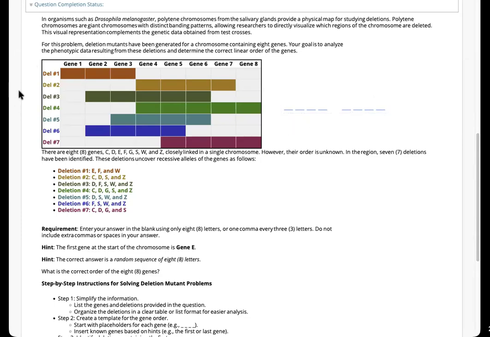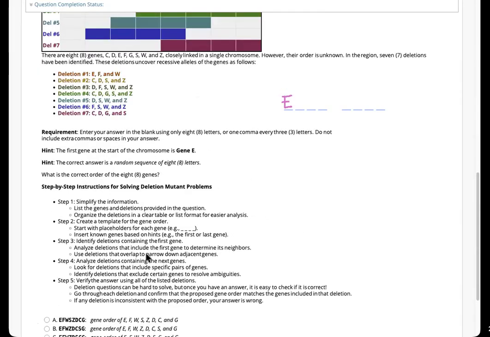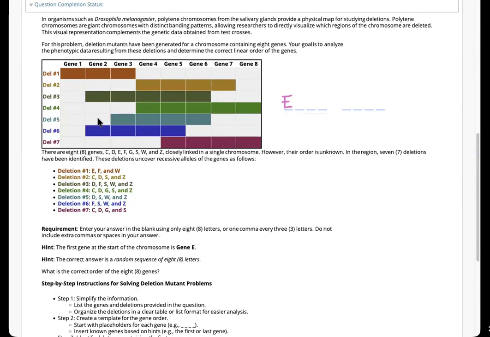All right, and we know the first letter is E based on the choices that we have. Likewise, most likely that second letter is F, but it could be W. So, all right, let's take a look here. If we know that first letter is E, I can just put that in there.